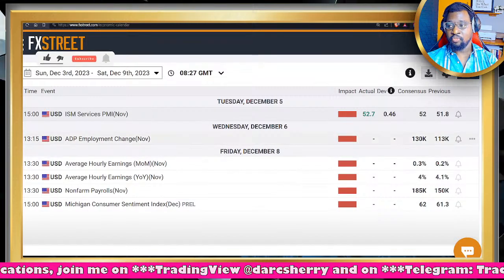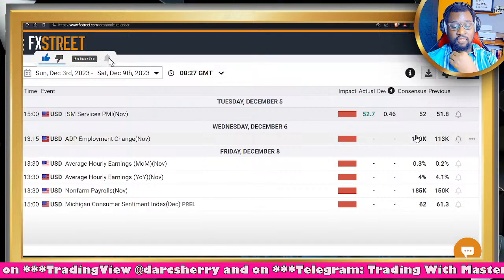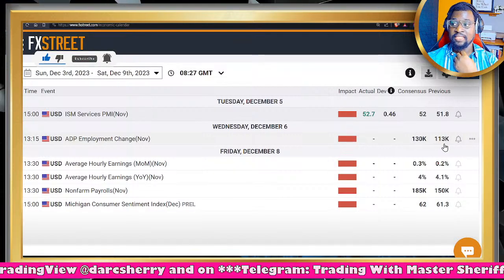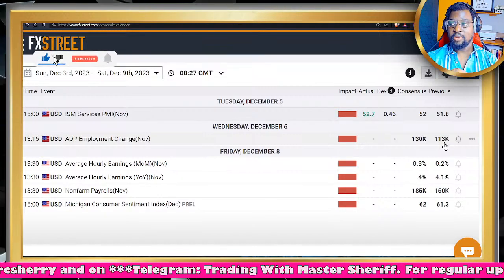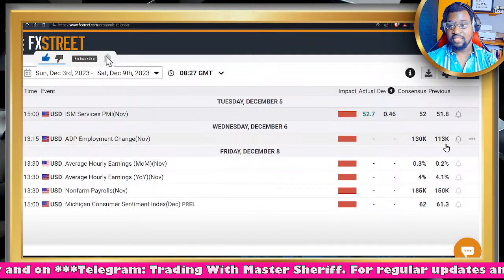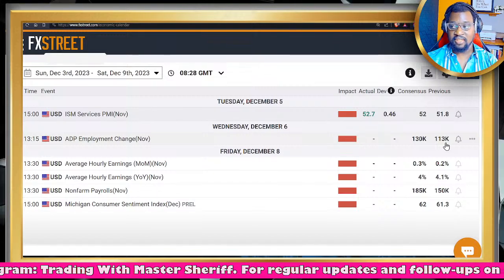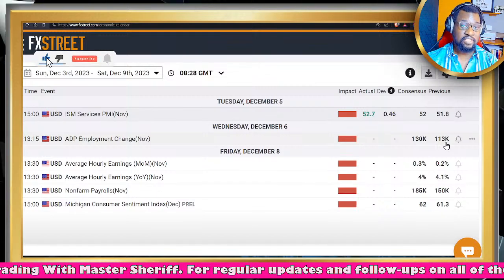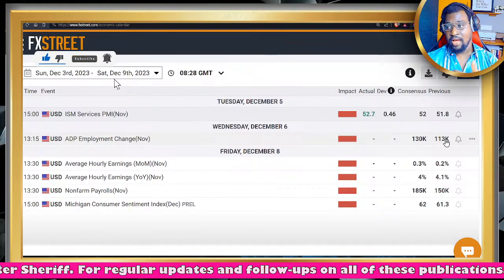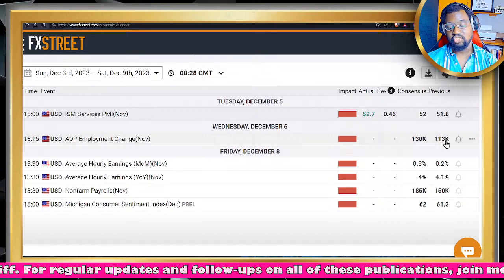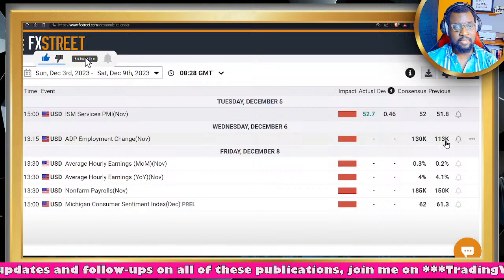Now, if we look at the previous data for the ADP employment change, that is the figure for the month of October, it came in at 113,000. And we have economists projecting that the month of November will have an increase of 130,000, which is quite on the positive side. So based on the parameters and figures on ground right now, the majority are expecting positive traction in the labor sector. So that's a positive signal.